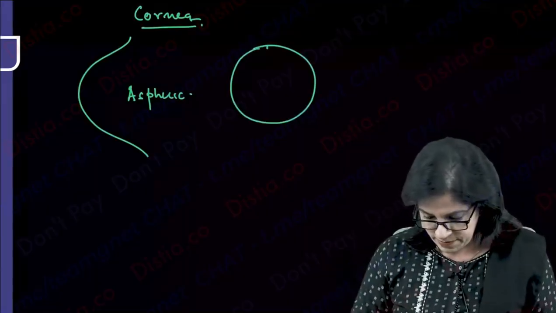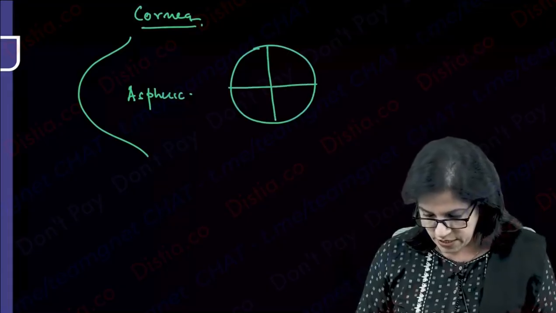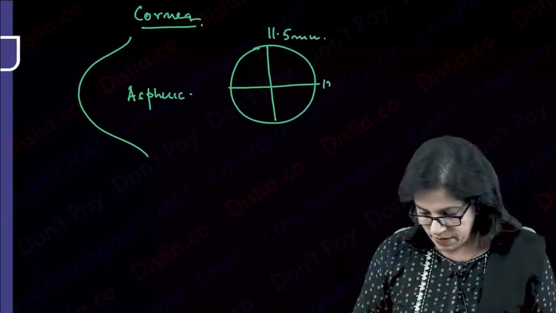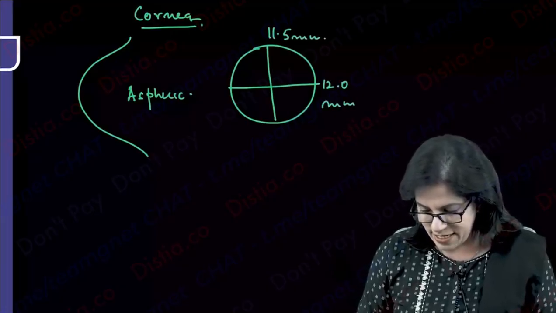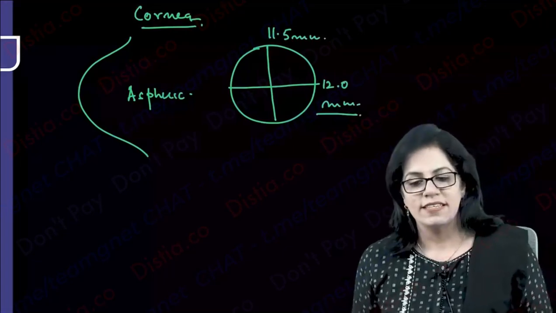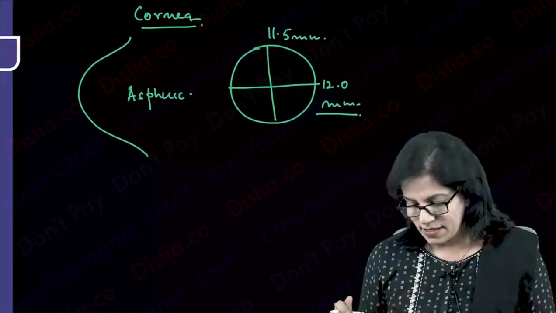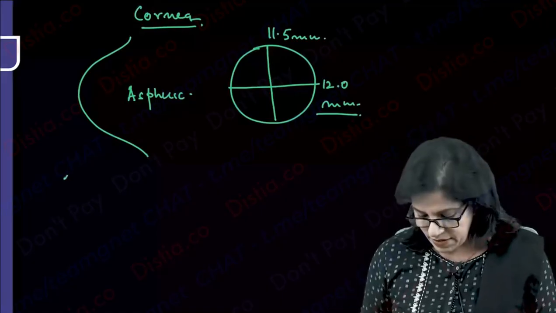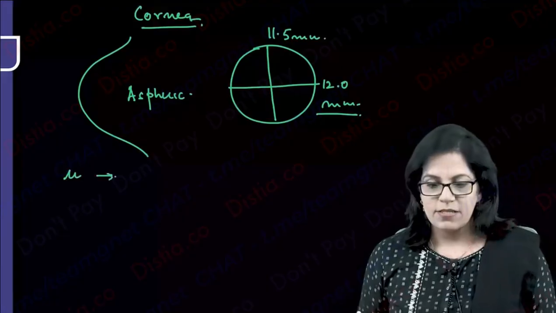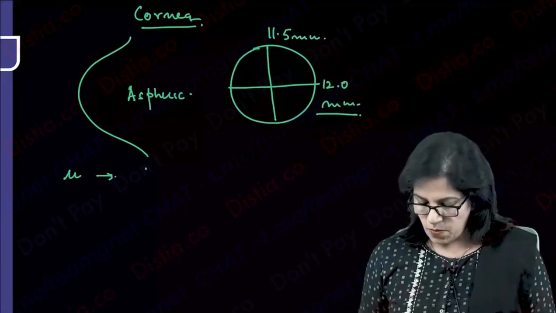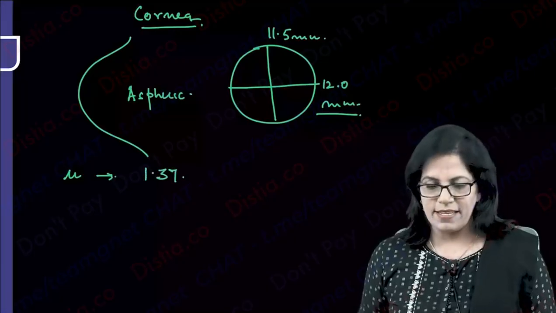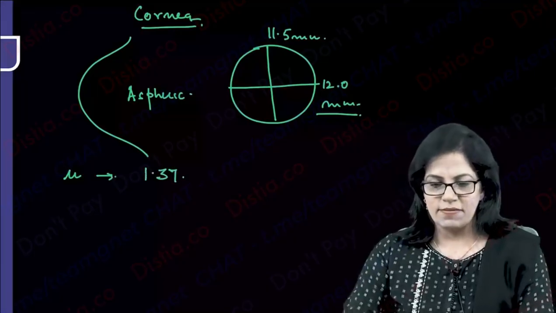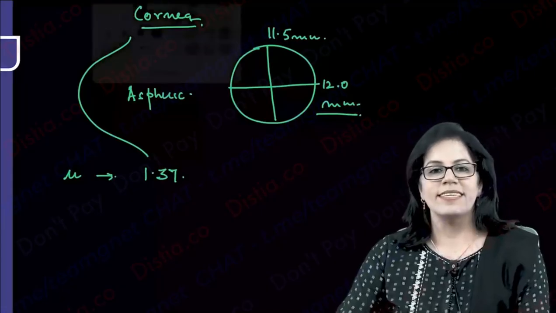Diameter, this is going to range from 11.5 mm to 12 mm. Okay, so horizontal is a little longer here, right? So we learn like this. Then talking about what is the refractive index of the cornea. So we will learn it as 1.37, right? Refractive index 1.37.